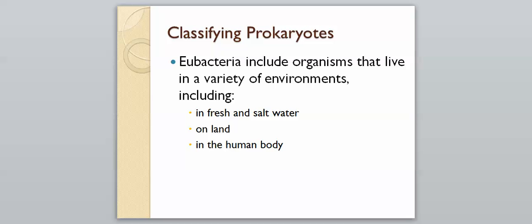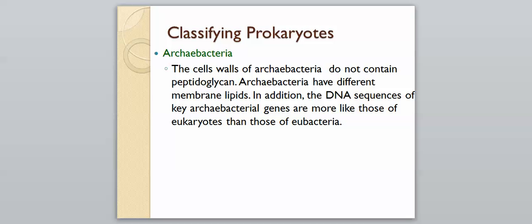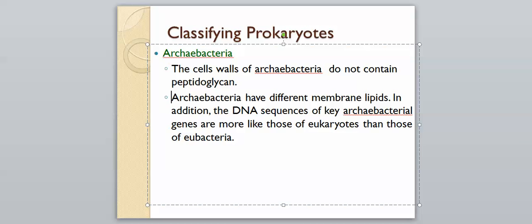So we've given their characteristics and where they live and what they look like. Our next group is called Archaea bacteria, and this is a very interesting group. We're going to look at what sets them apart from Eubacteria, why they're separated into two groups. First off, they do not contain peptidoglycan, so that's a big characteristic. Our Eubacteria did contain peptidoglycan. Archaea bacteria do not. That's one difference.